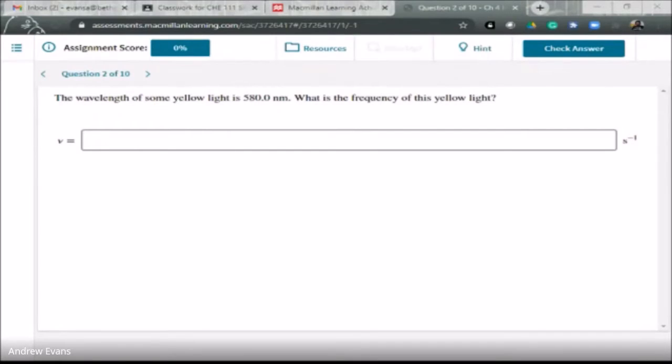So the first question, like question number 2, I'm going to jump around a bit, but I'll go ahead and cover a decent amount of them. There's only 10 questions on this chapter 4 assignment, so it shouldn't be too hard and too busy. So let's look at the math, and let's look at how we do the other ones. The wavelength of some yellow light is 580 nanometers. So let's write that down. Lambda equals 580 nanometers, and they want to know what is the frequency in inverse seconds.